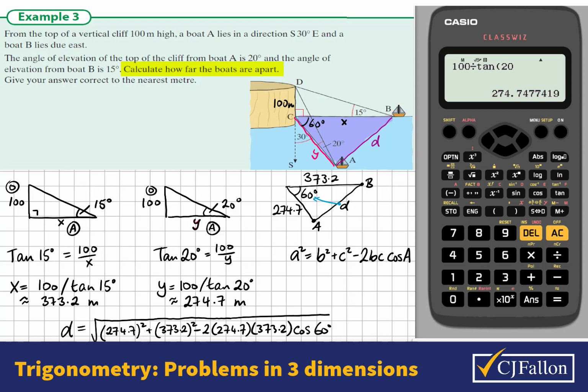And I just sub this directly into the calculator. And when I do, I see it evaluates to be 335 meters correct to the nearest meter. That's what we were asked for in this case. That's the solution.